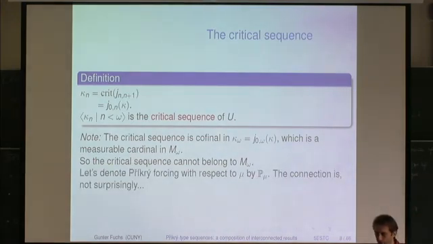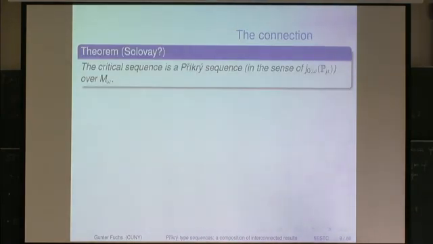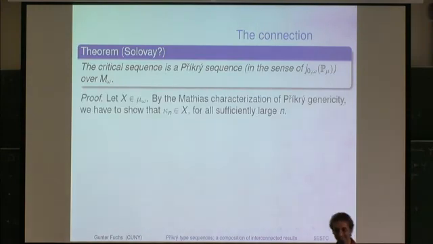Okay, so if I write P index mu for Prikry forcing with respect to mu, then the connection between this iterated ultrapower construction and Prikry forcing is, as probably many of you know, but I think it's an intrinsically beautiful connection, that the critical sequence is Prikry generic over M omega in the sense of the image of Prikry forcing. So basically just Prikry forcing in the sense of mu omega, if you will. I think this is due to Solovay, but maybe you know better. In any case, knowing the characterization, it's very easy to see. So I just want to illustrate this. It's a very simple proof.